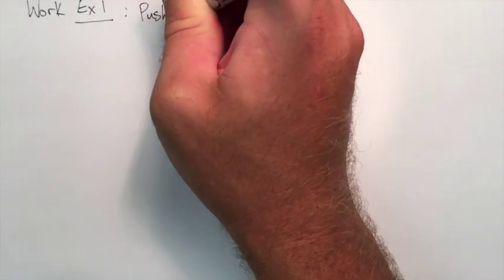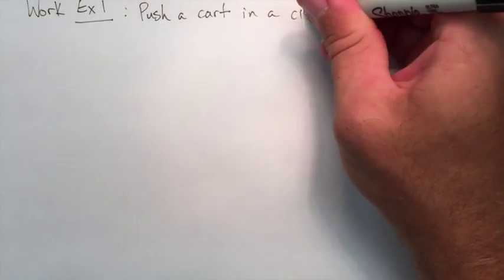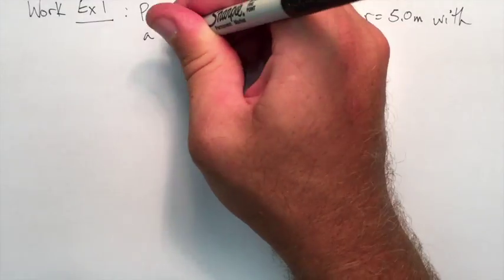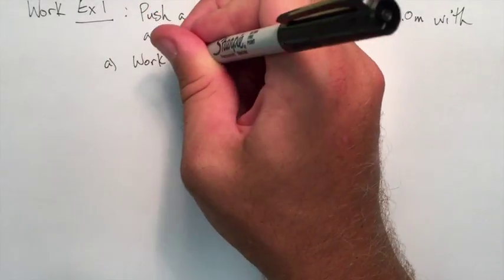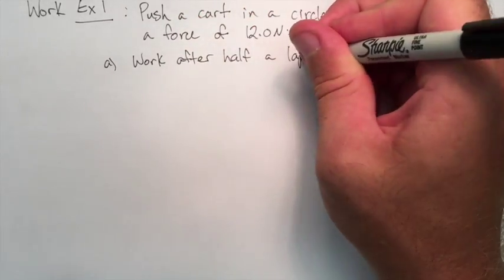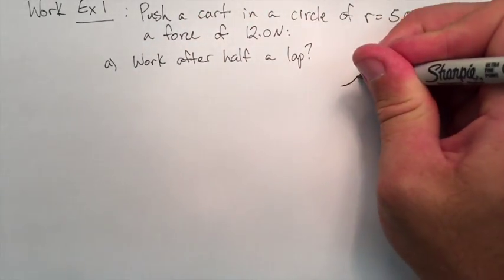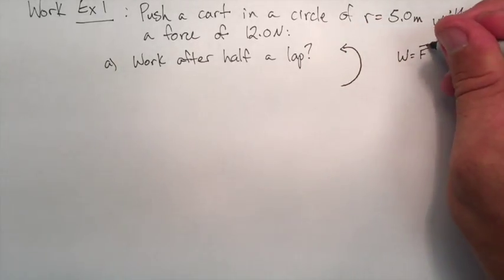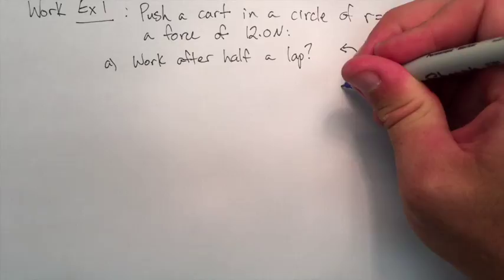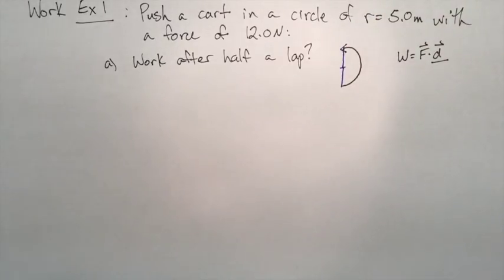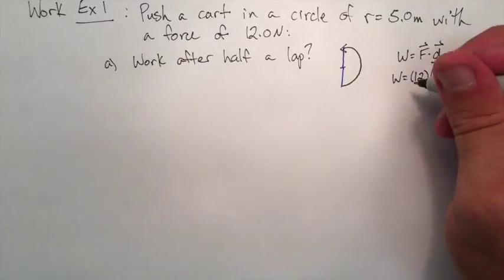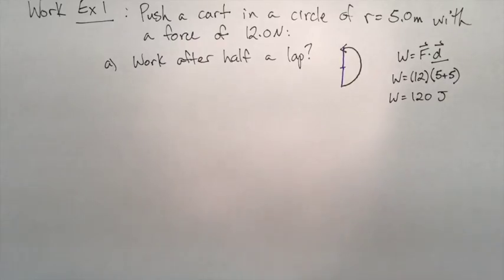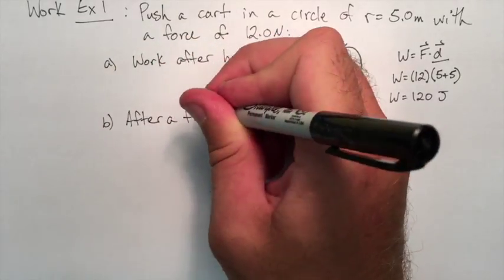So let's look at an example here. Let's say we push a cart around in a circle. The circle will have a radius of 5 meters. And let's say we put a force of 12 newtons on that cart. Let's try and calculate what the work would be after half of a lap. So if we take a look what that looks like, sure, we're going to go out on the outside of the circle, but work really depends on that displacement. And all displacement cares about is where you start and where you finish. So we'll multiply 12 newtons multiplied by the displacement, which in this case will be double the radius. It ends up being 120 joules.